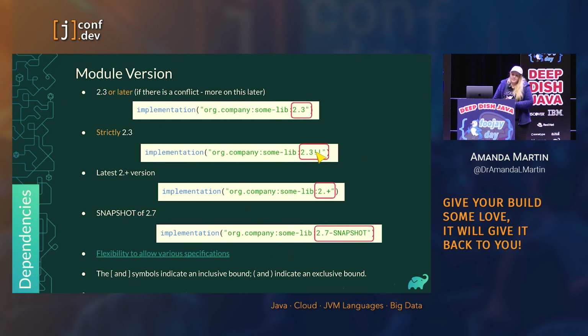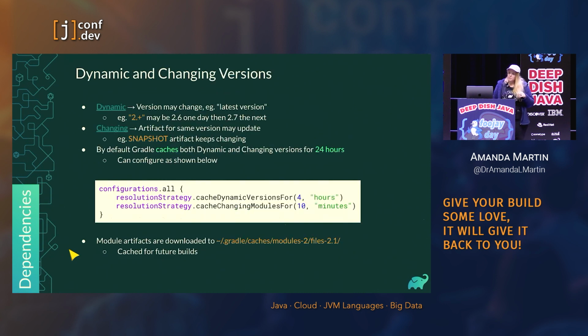And then, of course, snapshots, which I rarely use. If you want to see more about the version, there's a link there for that too. But then we also have the bracket and the parentheses, which allow you to do the bounds of the versions. And people like that a lot. But I like the strictly the best. And as far as security, that's a good call too.